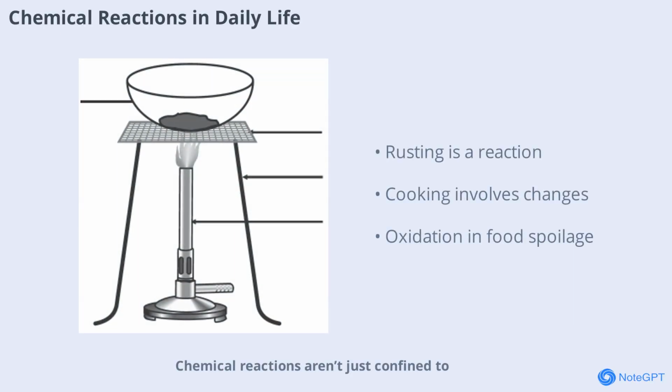Chemical reactions aren't just confined to laboratories, they're part of our daily lives. Rusting of iron, cooking food, and even breathing are all examples of chemical changes. For instance, when iron reacts with oxygen and moisture, it forms rust, a process called corrosion. Similarly, the browning of cut apples is due to oxidation reactions.